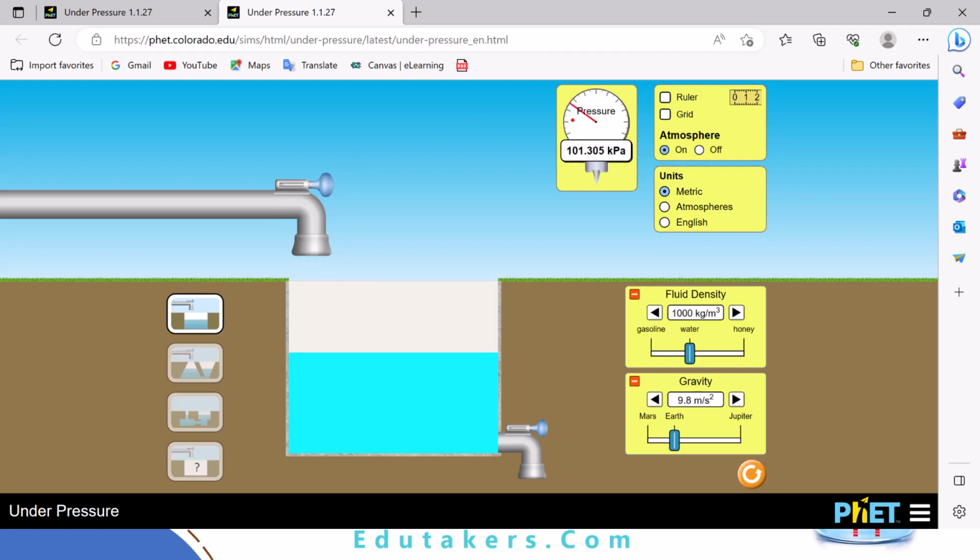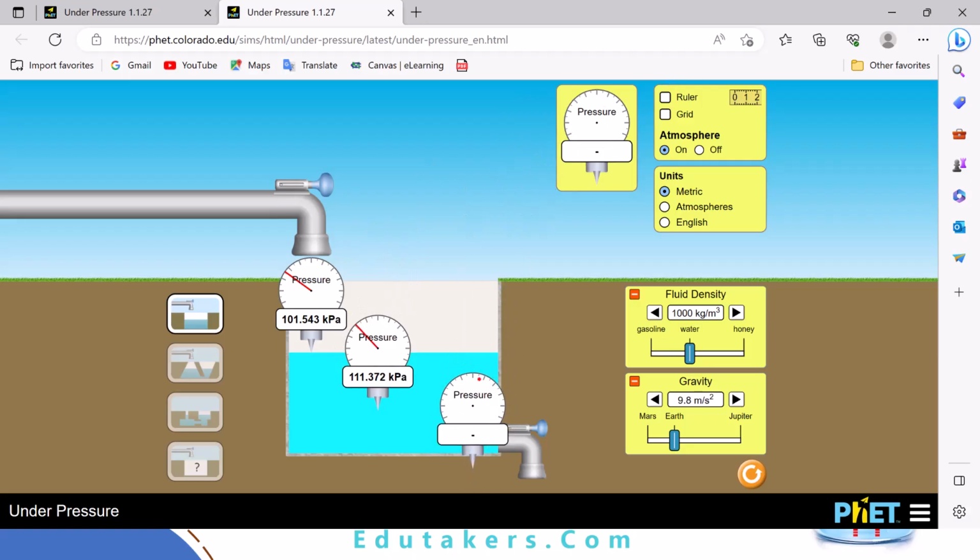After that, there is an instrument that is used to measure the pressure. I place this instrument at different depths. You can see here at the bottom, where the depth is larger, the pressure is 117.748 kilopascal. Above it the pressure is 111.372 kilopascal and at the surface the pressure is 101.543 kilopascal. It means that by increasing the depth, the pressure value also increases.